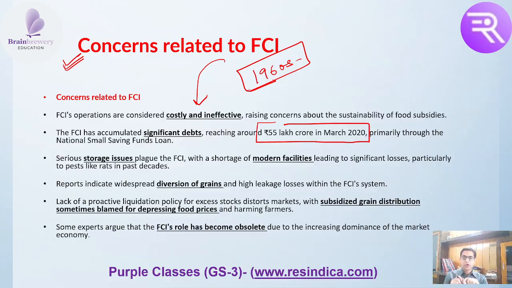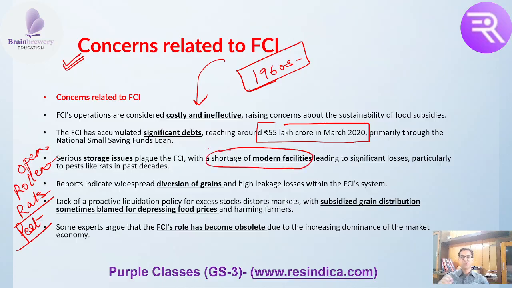There are a lot of storage issues. Sometimes the grain at FCI depots is lying in open areas. They are getting rotten, eaten away by rats. And there are various types of pests breeding in those storage places. So there is a shortage of modern facilities with the FCI. That is the main thing, and that is one concern.